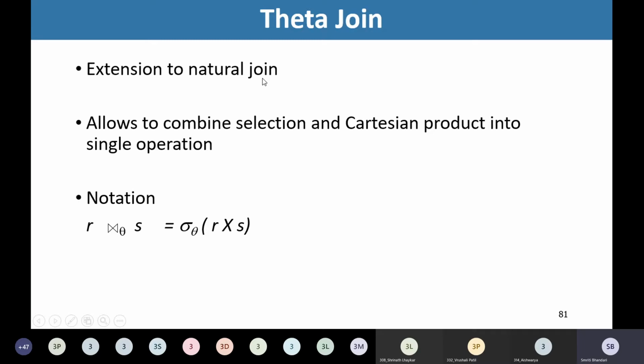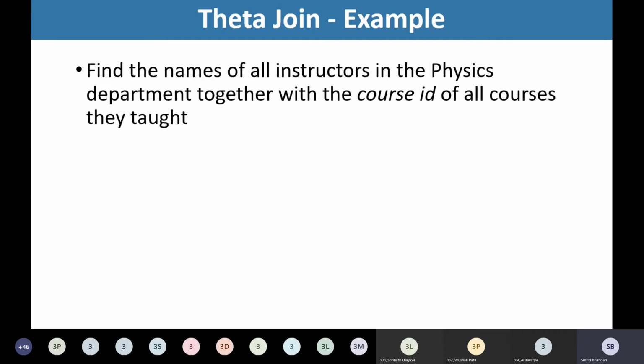So this is simply the extension to natural join. In fact, this theta join operation allows to combine selection and Cartesian product into a single operation. So see here, the notation is R, we are using natural join operation with this theta as the subscript. R theta join S is similar to R cross S with the selection operation with the condition theta. So what does this theta include? This theta includes the condition, right, that we are providing, the predicate.